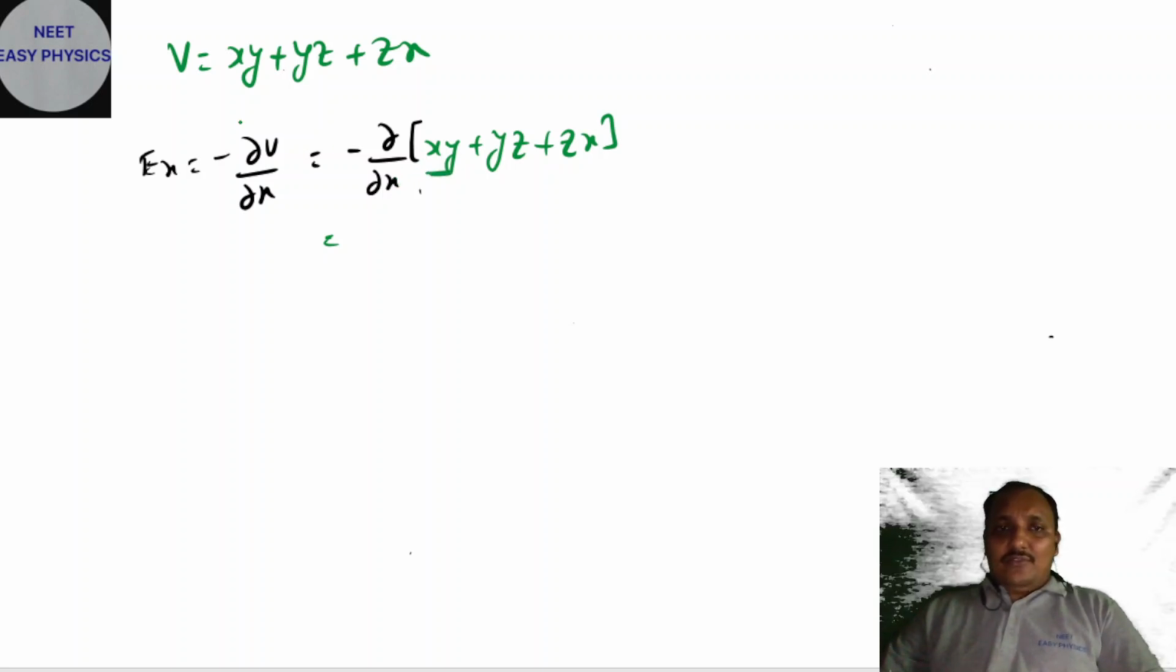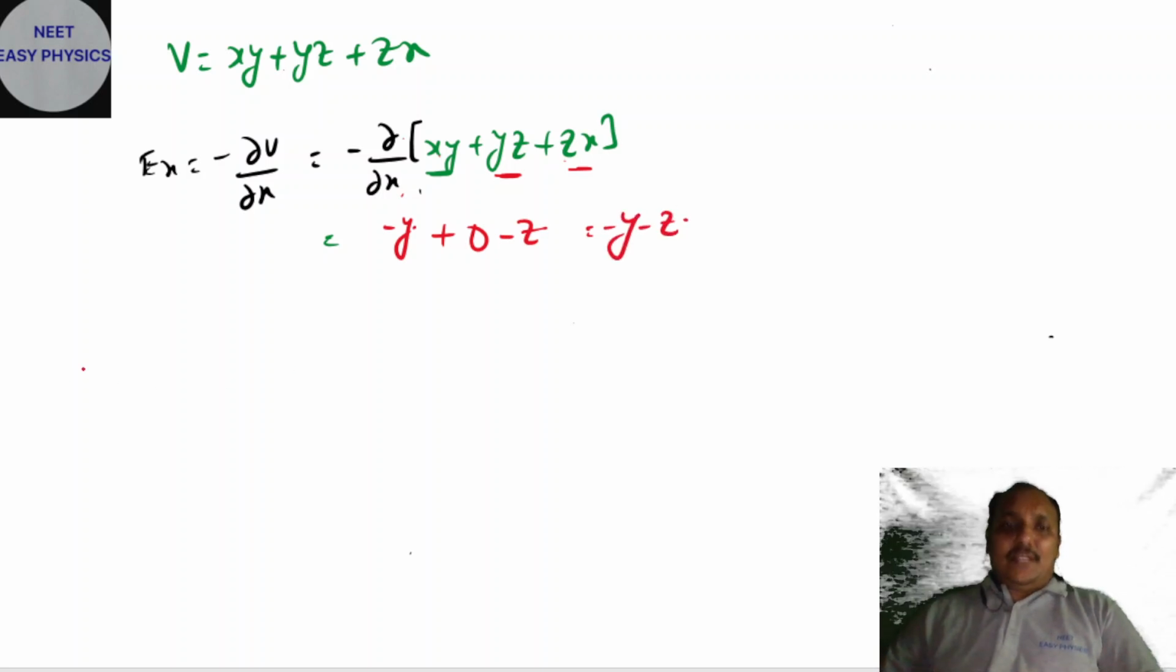Whenever you are doing this, first we keep y constant. So minus y, because dou x by dou x is 1. In this there is no x, therefore this term is going to become 0. In this, again you take z common, dou x by dou x is 1, therefore minus z. Therefore the final answer is minus y minus z.